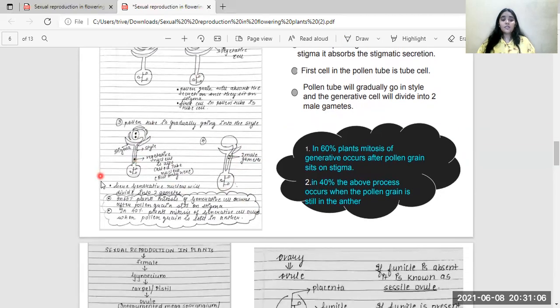As you can see here, the generative nucleus will divide into two gametes. As we said earlier, they do the most important work: they generate the two male gametes. For extra information, in 60% of plants, mitosis of the generative cell occurs after the pollen grain sits on the stigma, and in 40% of plants, mitosis of the generative cell occurs while the pollen grain is still in the anther.